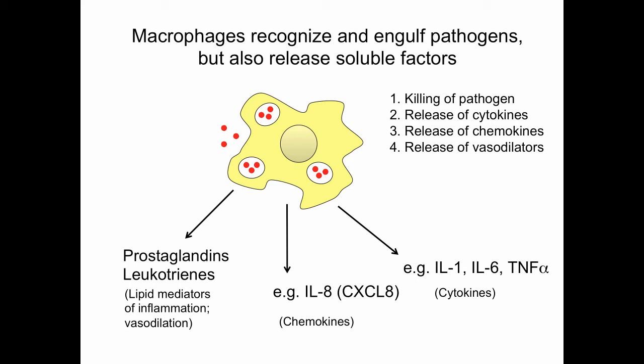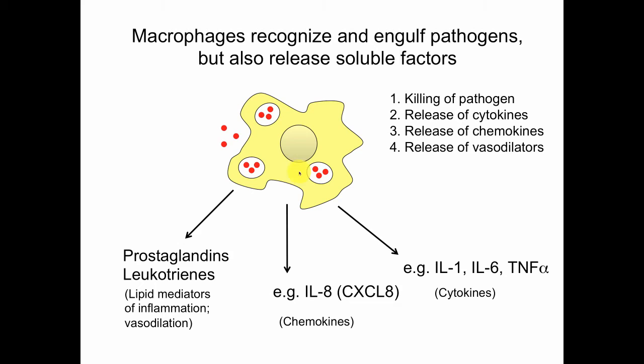And so first, just to talk a little bit more about macrophages. Macrophages are phagocytic cells. They recognize and engulf pathogens, but also release bioactive molecules, either bioactive lipid molecules or proteins like cytokines. Interleukin 1, interleukin 6, and tumor necrosis factor alpha are all good examples of cytokines that macrophages will produce and release into the extracellular space upon activation.